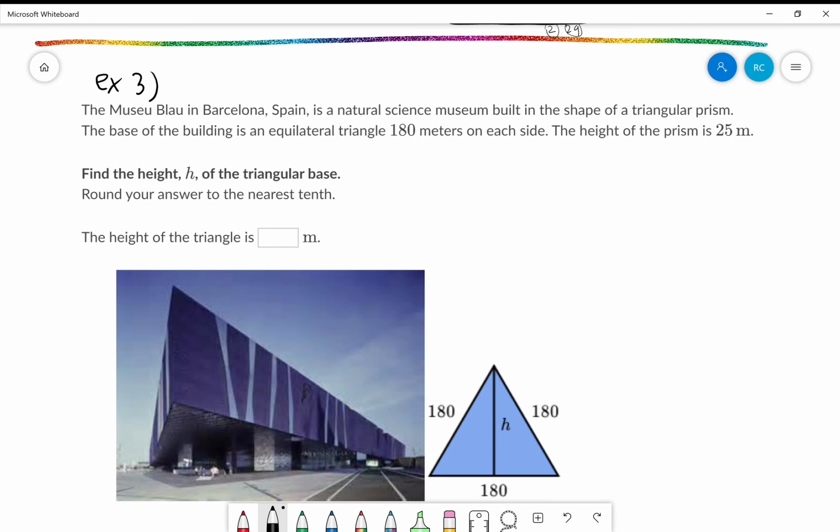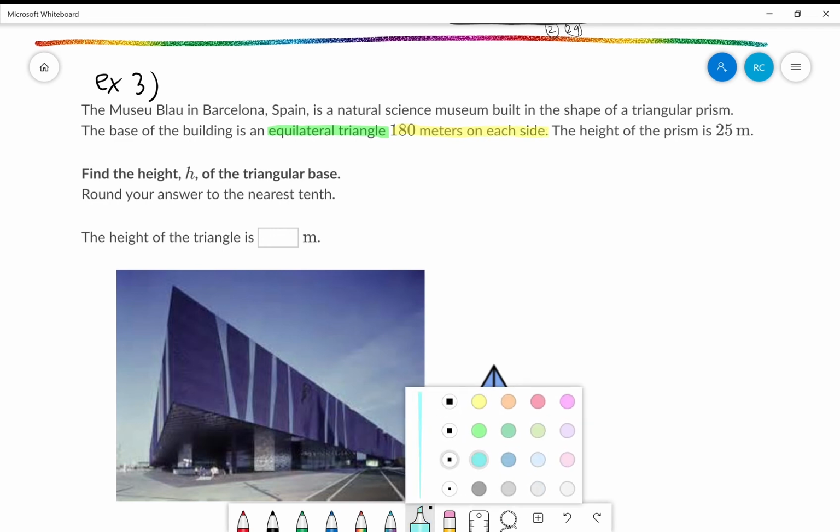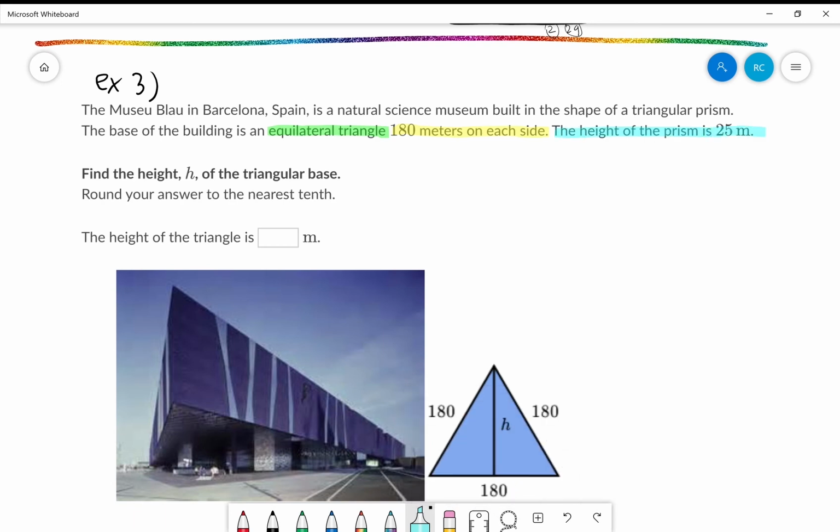The base of the building is an equilateral triangle 180 meters on each side. So it's an equilateral triangle, and it's 180 meters on a side. And the height of the prism is 25 meters, which I don't think is going to matter. Find the height h of the triangular base. See, it's only asking us about the base of the prism. We don't care about the height of the prism. That's not terribly interesting to us just now.